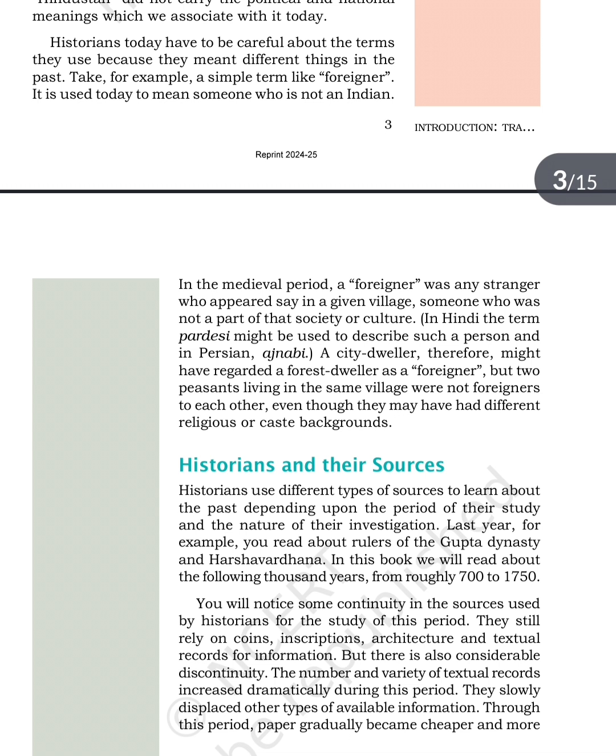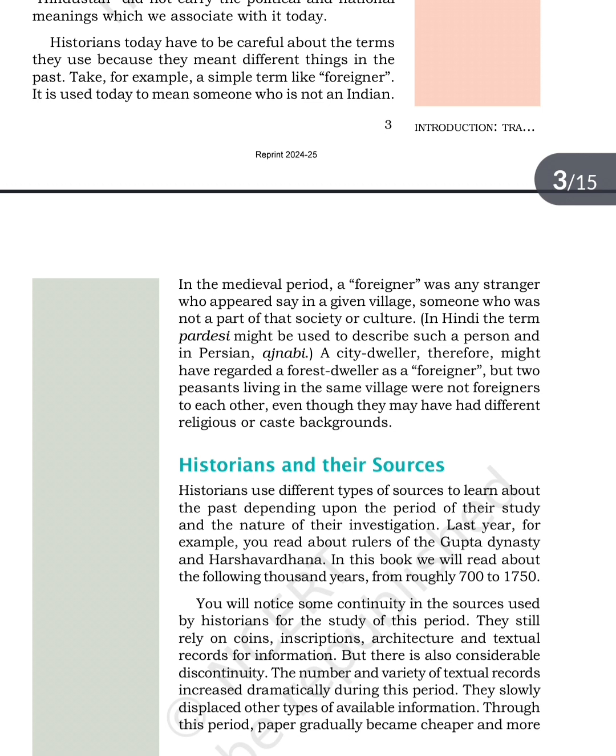In Hindi, the term Pardesi might be used to describe such a person, and in Persian, Ajnabi. A city dweller, therefore, might have regarded a forest dweller as a foreigner, but two peasants living in the same village were not foreigners to each other, even though they may have had different religious or caste backgrounds.